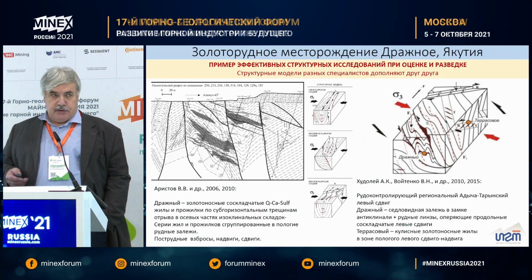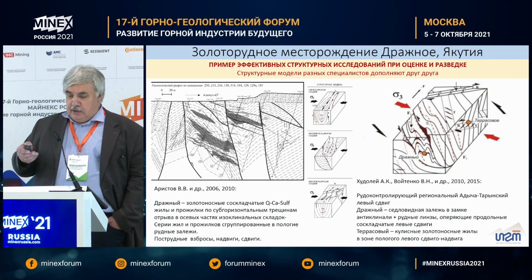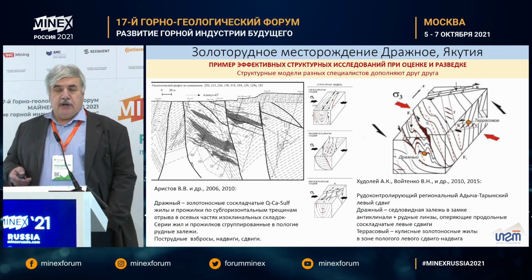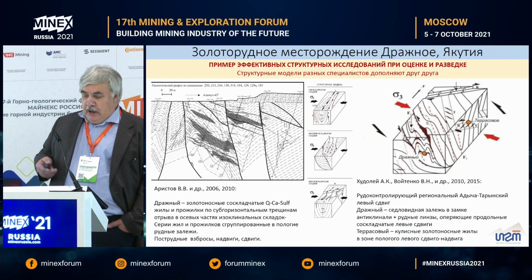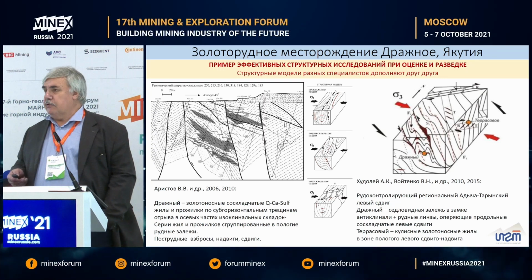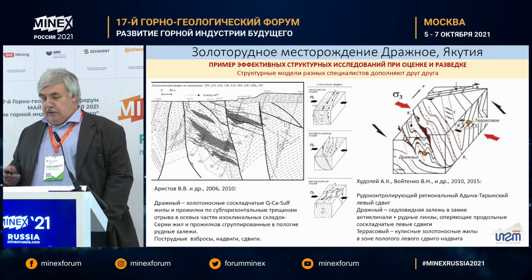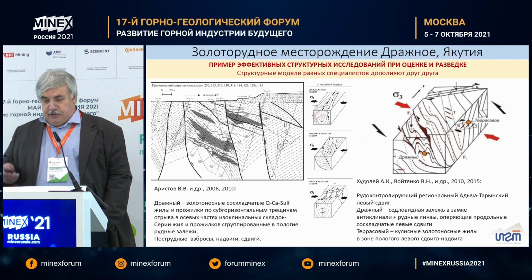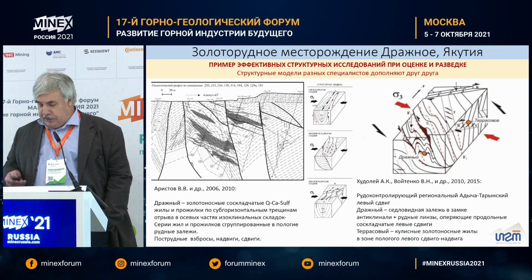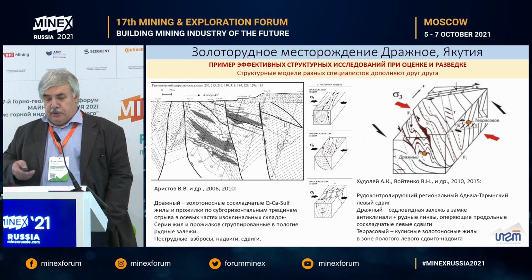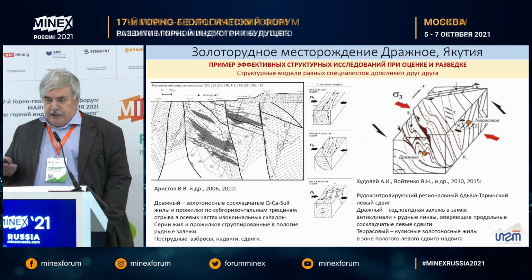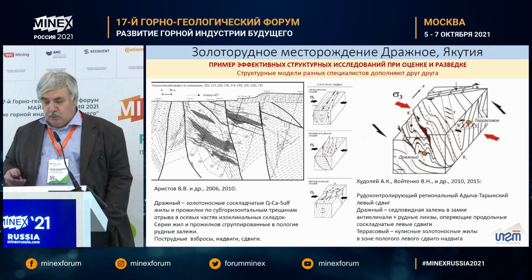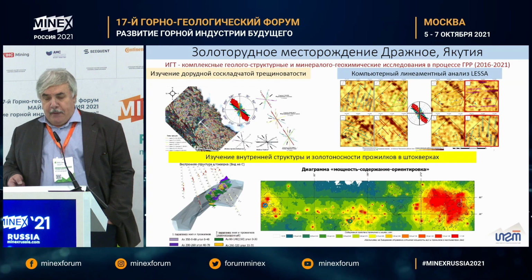Now, structural analysis on the basis of the Drazhnoye deposit in Yakutia. This is the ownership of GV Gold. This is a vein gold deposit, and people from St. Petersburg and from Moscow were invited, and structural models were created.